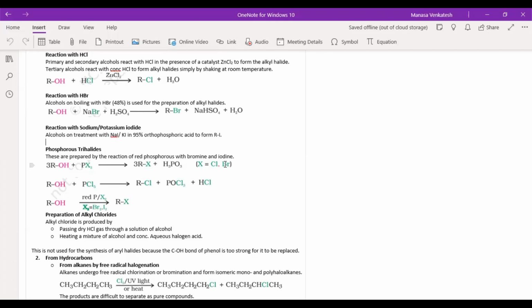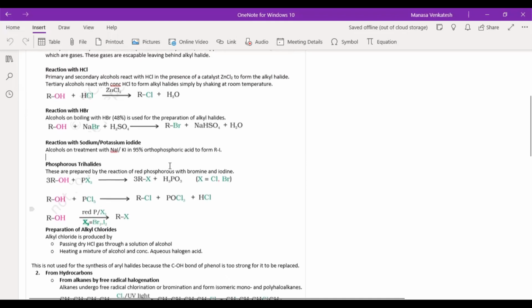phosphoryl chloride, whereas in the last reaction, there is ROH reacting with red phosphorus and X2, that is going to be either bromine or iodine. That's the preparation of the phosphorus trihalide, and that leads to the formation of the alkyl halide. And with that, one more thing, the product which is formed in the first reaction, that is the reaction with PX3, is phosphorus acid. So with that, we're done with the preparation from alcohol.